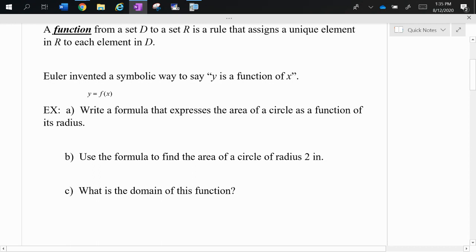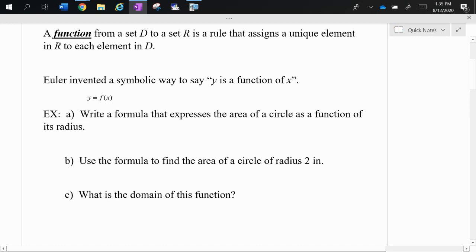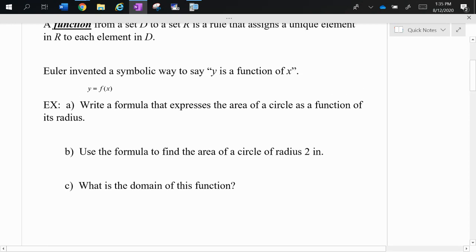So then comes Mr. Euler, who invented a symbolic way to say that y is a function of x. If our ordered pairs or our relation is a function, then we can say that y is a function of x, or y is equal to f of x. We've seen that before. That's called functional notation. So we see functions in calculus expressed a lot in functional notation.